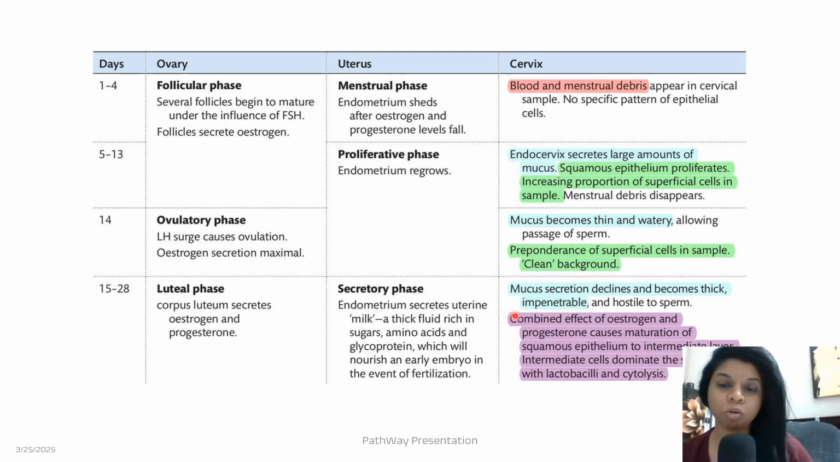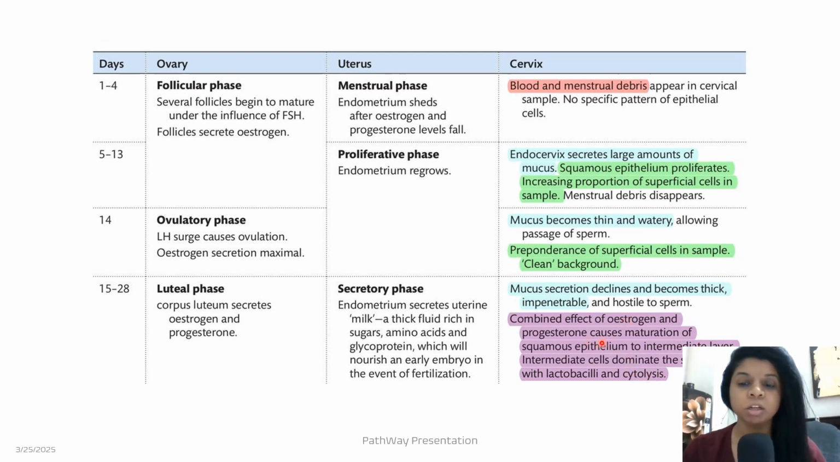And in the secretory phase, what happens is that because of the progesterone and estrogen combined effect, there is maturation of the squamous epithelium, and the parabasal cell becomes intermediate layer. Okay, so in the secretory phase, you will get predominantly intermediate layer cells, and then you will get so much lactobacilli and cytolysis. As I said, in estrogen, first there will be so much glycogen. Then the lactobacilli will spread in the secretory phase, and they will convert the glycogen to lactic acid, so that the environment is now acidic, and then you will see so much cytolysis.